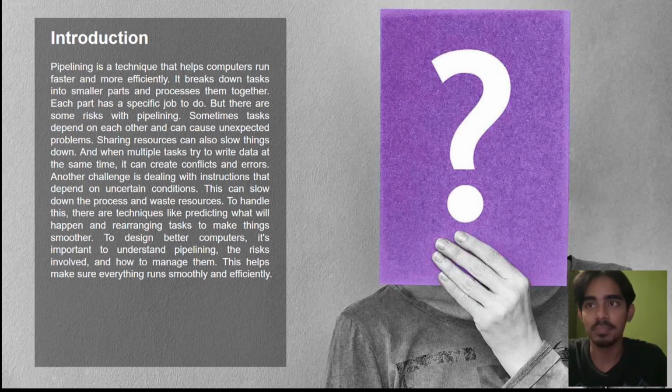For the introduction, pipelining is a technique that helps computers run faster and more efficiently. It breaks down tasks into smaller parts and processes them together, so that each part has a specific job to do. But there are some risks with pipelining. Some tasks depend on each other and can cause unexpected problems. Sharing resources can also slow things down, and when multiple tasks try to write data at the same time, it can create conflicts and errors.